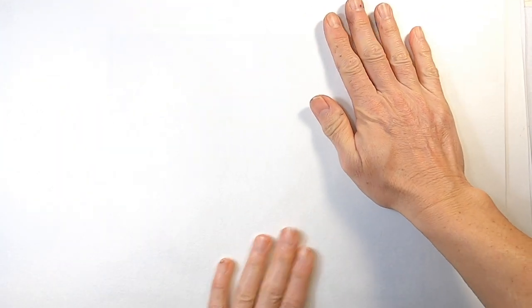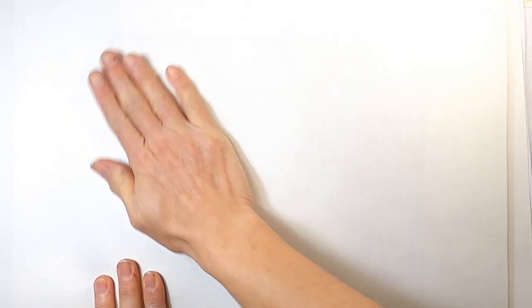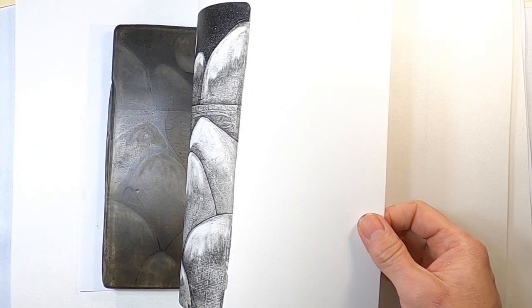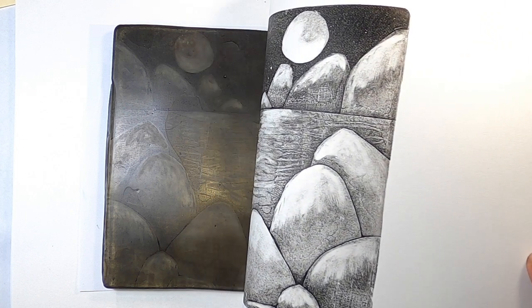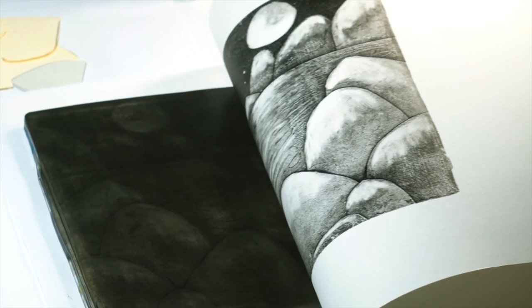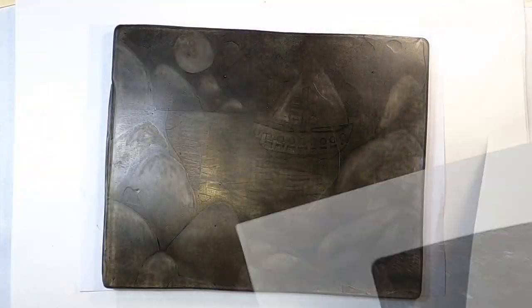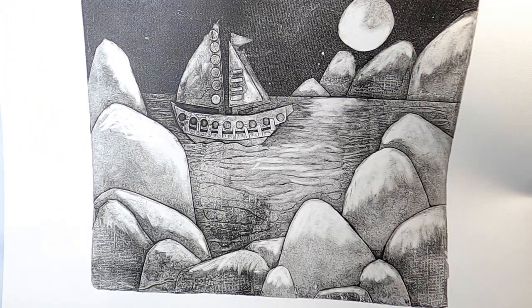To pull your print from the jelly plate, lay down a fresh, clean piece of paper. I'm using drawing cartridge. Again, rub the back all over with your hands or with a clean roller to push the ink into the paper. And peel it up. And there's your print.